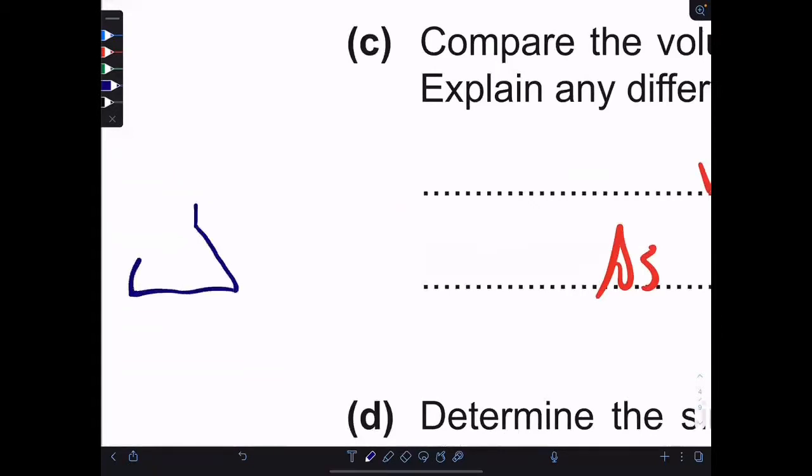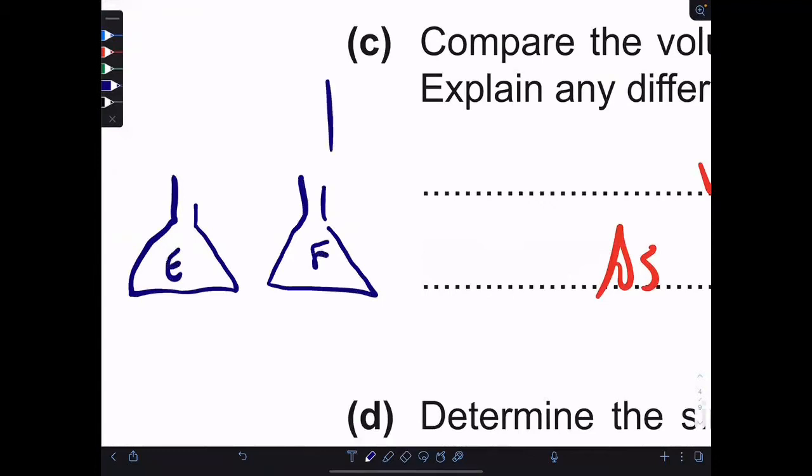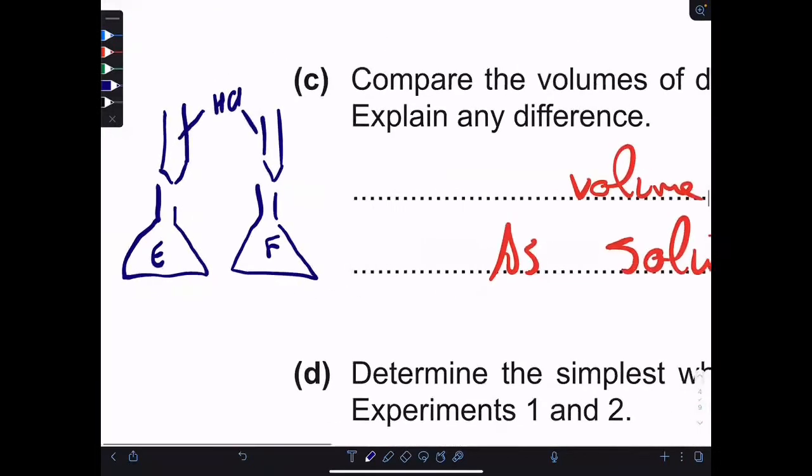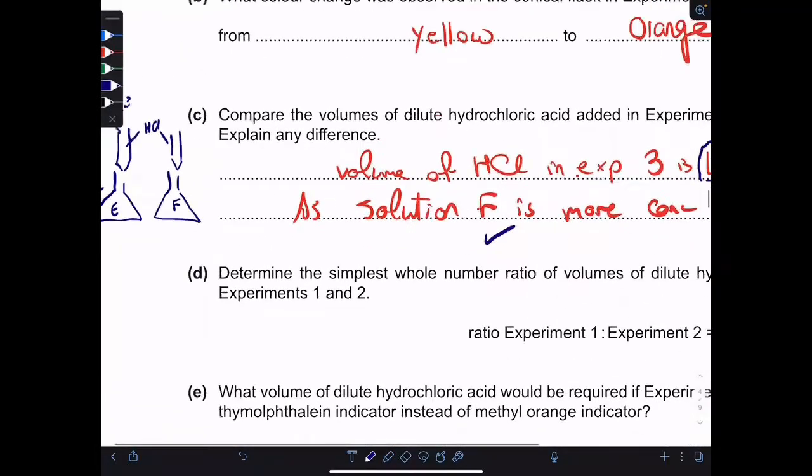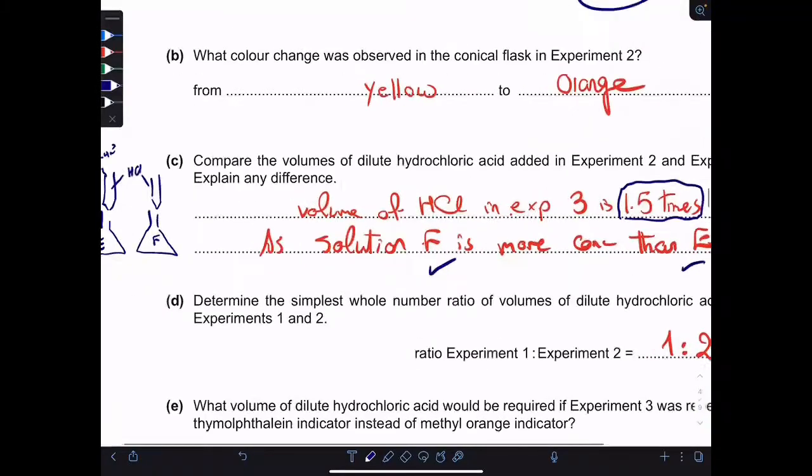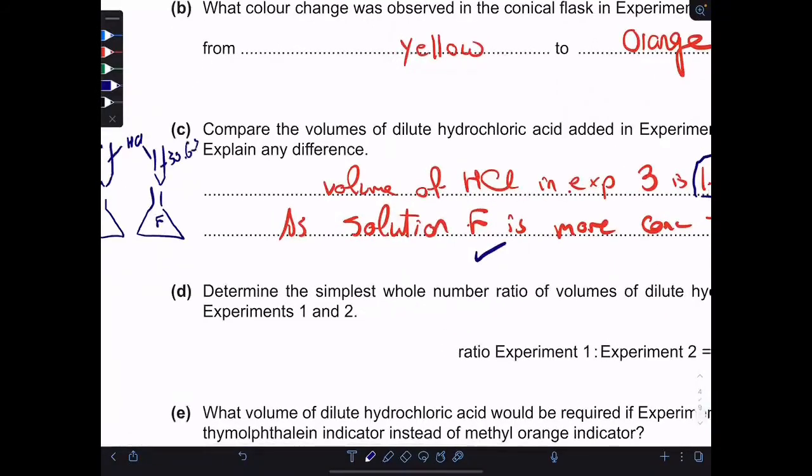He always gets this question. You have 2 conical flasks, you have E and you have F, and you're adding the same acid from 2 burettes on both solutions. Okay, you required 20.4 centimeter cubed of the HCl to neutralize E, but you required almost 30.6 centimeter cubed to neutralize F.